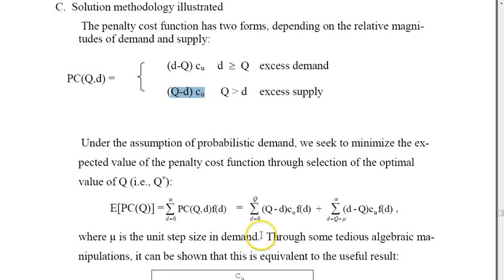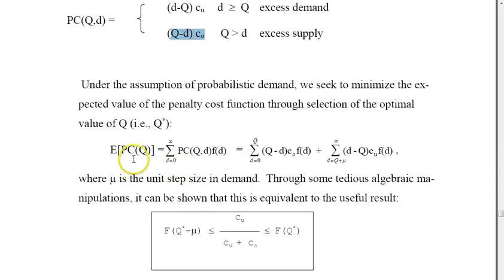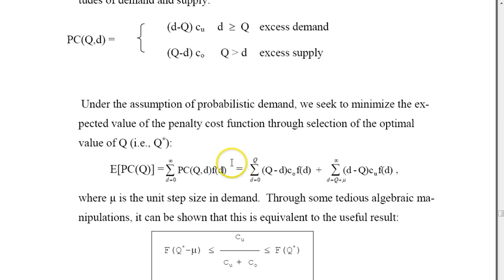So under the assumption of probabilistic demand, we seek to minimize the expected value of the penalty cost. So now we find the expected value, so it's going to be PC(Q) = Σ C(Q,D) times f(D). So what's the cost times the probability of having that cost? And as long as D is less than Q, I have overstocking. So D goes from 0 up to Q, and I have Q minus D excess supply times the overstocking cost times the probability of that.